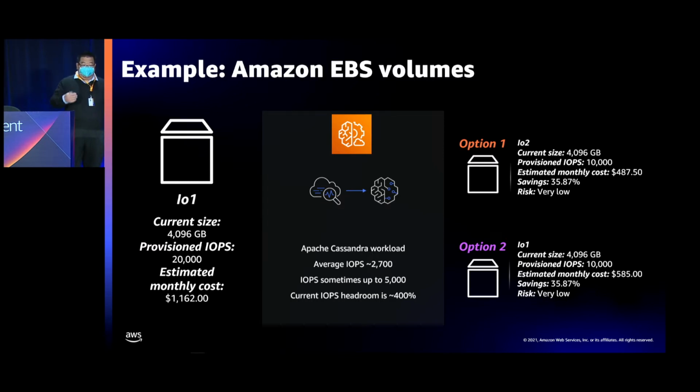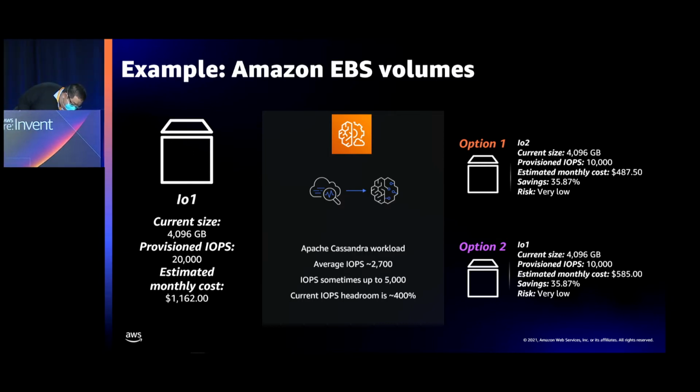We're just going to change the provisioned IOPS, because for EBS IO1 and IO2 volumes, you pay for not only the storage size, but also for the provisioned IOPS. By reducing provisioned IOPS, you can save about 35% of the cost. So that's the EBS example.